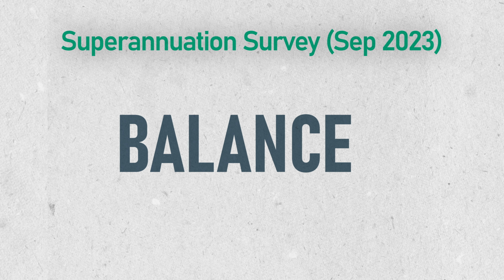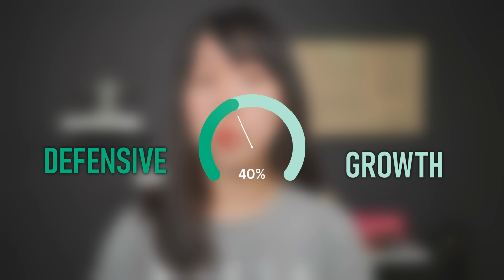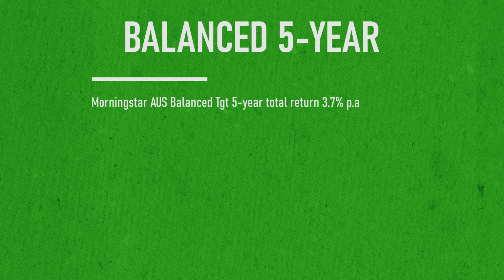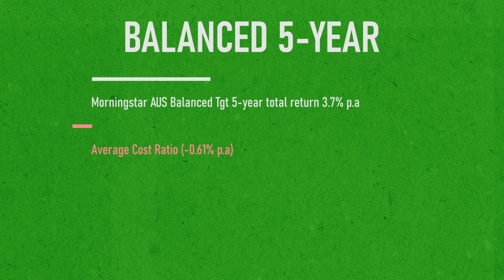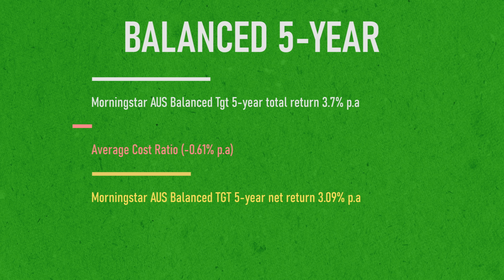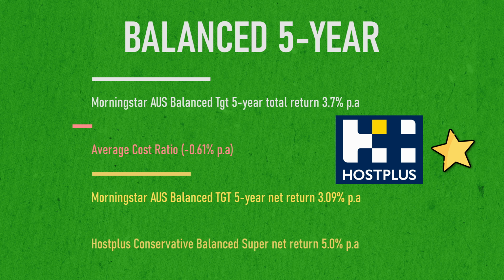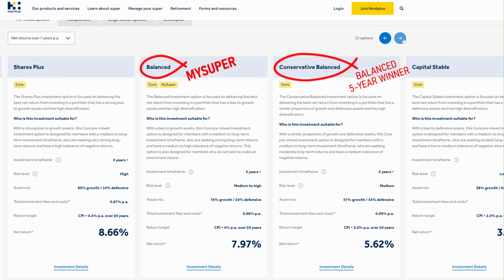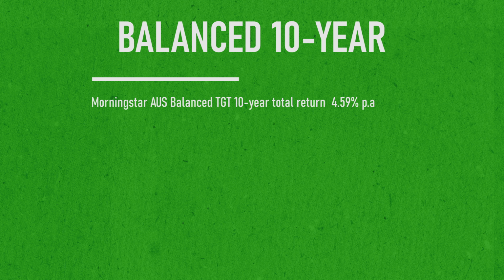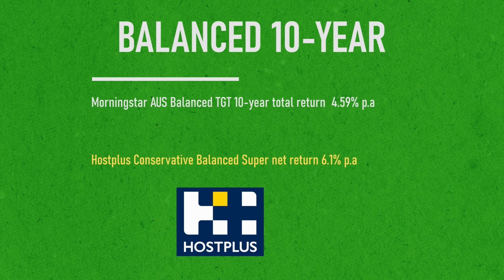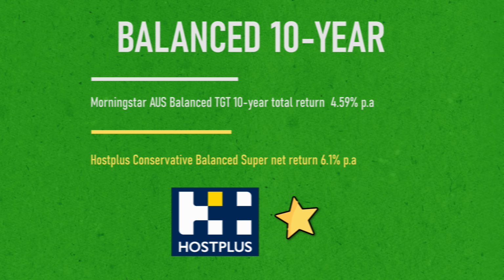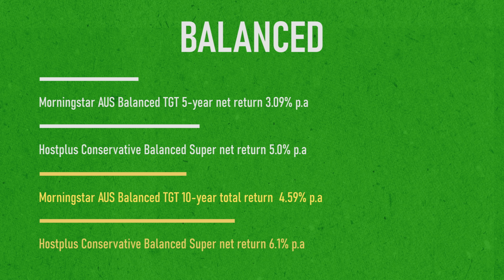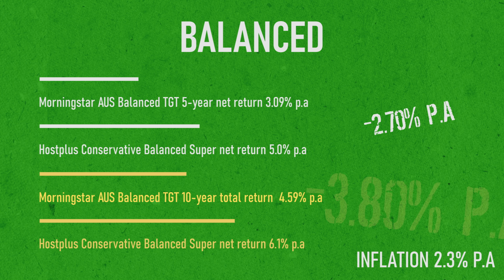Now, let's look at the balanced option, which typically allocates 40% defensive and 60% growth assets. Most super funds set their default investment option, MySuper option, to this balanced option. The benchmark of Morningstar 5-year total return is 3.7% per year with an average cost ratio of 0.61%, leaving a 3.09% annual return after fees. The winner is the HostPlus Conservative Balanced Super with a net return after fees of 5%. This is one conservative option down from HostPlus's default balanced option. The benchmark of Morningstar 10-year net return after fees is 4.59%. The winner is also HostPlus Conservative Balanced Super with 6.1% after fees per year. We further deduct the inflation rate of 2.3%. The net returns after fees and inflation are 2.7% and 3.8%.